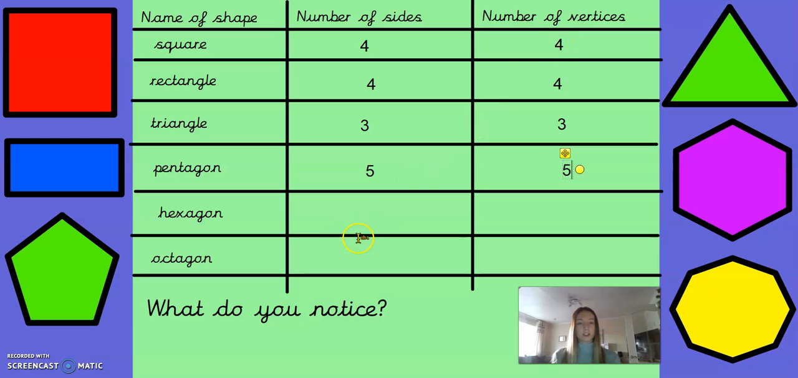Let's see if it works for these next 2 examples. Let's see if we can find the hexagon. Remember, the hexagon has 6 sides. 1, 2, 3, 4, 5, 6 vertices as well. I can see our patterns continuing. Let's see if it works for the octagon. 1, 2, 3, 4, 5, 6, 7, 8. So it's got 8 sides and it's got 8 vertices. We can notice that the number of sides is the same as the number of vertices.